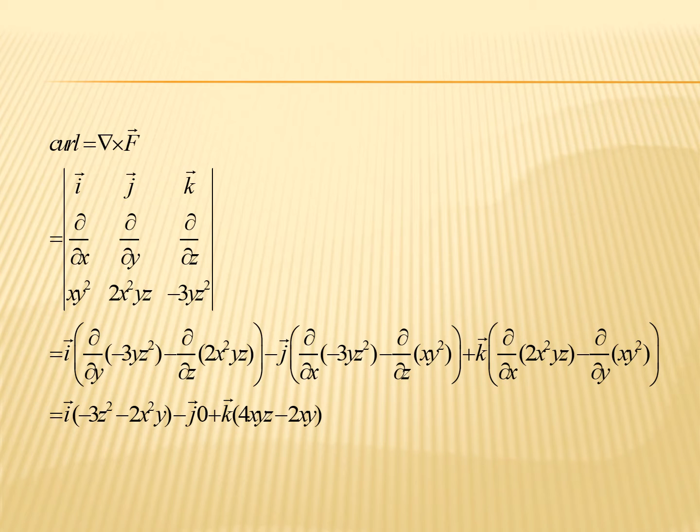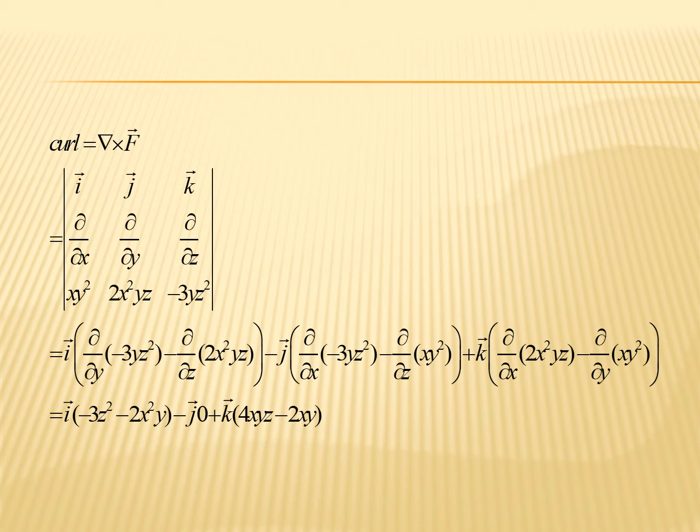When I take the i vector, I omit that row and column, and the remaining part is dou by dou y into minus 3yz square, minus dou by dou z into 2x square yz. Then for the j vector, it will be minus j vector, omitting that row and column: dou by dou x into minus 3yz square, minus dou by dou z into xy square. And for plus k vector, omitting that row and column: dou by dou x into 2x square yz, minus dou by dou y into xy square.